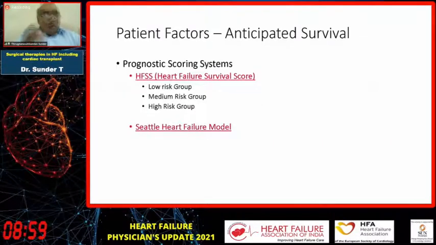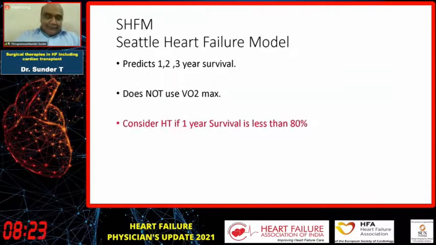Now, why so? Because the current results, the survival after heart transplant, is in excess of 90%. But if you gain the same thing without transplant, why refer for transplant? However, if the expected survival is less than 80%, is only 60 or 70, transplant has a better chance. Another scoring system is the heart failure survival score, but that is a little more complex because it needs the use of a CPET machine, cardiopulmonary exercise testing, whereas the Seattle Heart Failure Model can be done in your clinic just using the calculator. It predicts 1, 2, and 3 year survival.